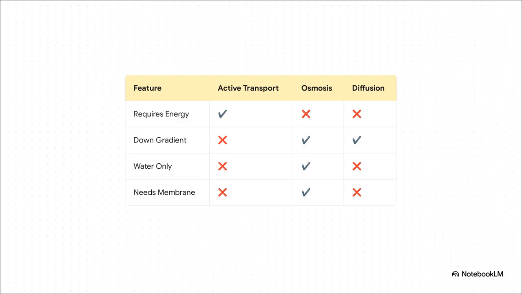Look at those top two rows. They're the big ones. First, does it require energy from respiration? Only active transport gets a check mark. Second, do the particles move down a concentration gradient? Only diffusion and osmosis get a check mark there. If you get those two points, you've pretty much got the whole story.